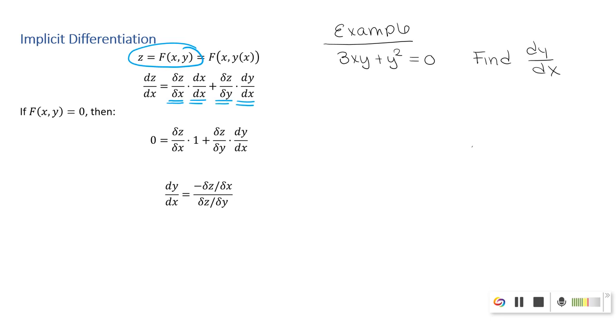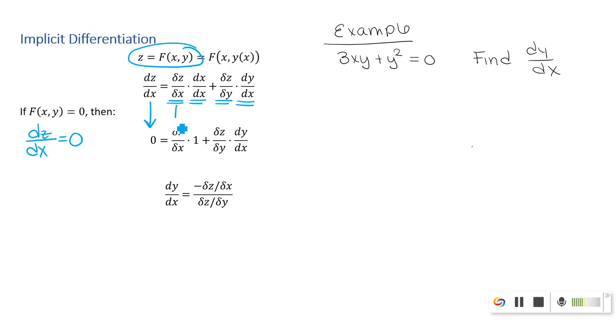Now, let's say our f of x,y equals 0. So let's just say that this particular equation is equal to 0. Then when we take the derivative, our dz/dx would have to equal 0 because our function is equal to a constant. If you take the derivative of both sides, it's going to have to equal 0. So my dz/dx equals 0.